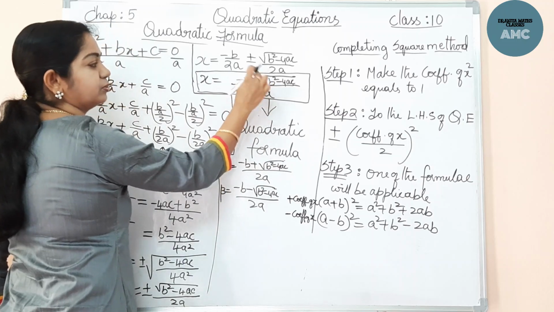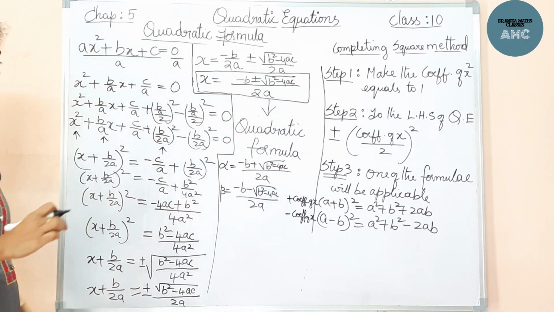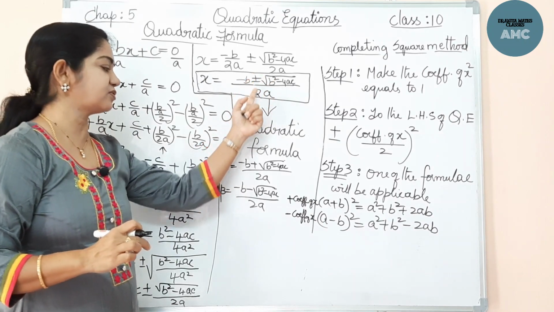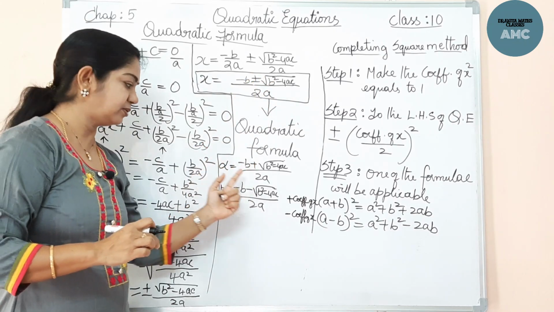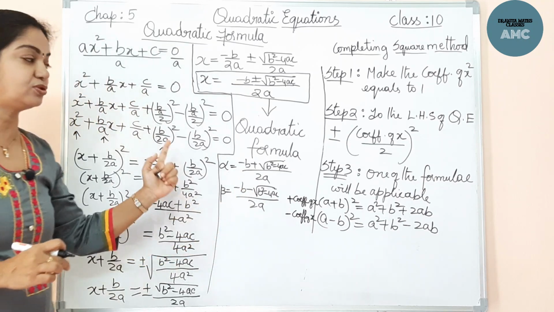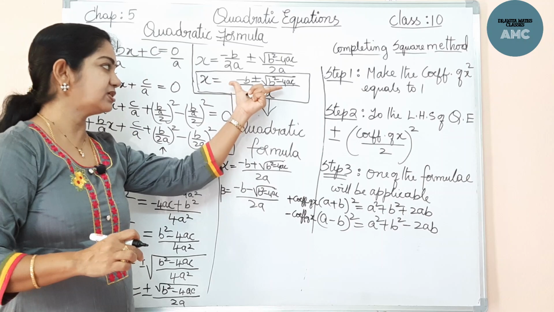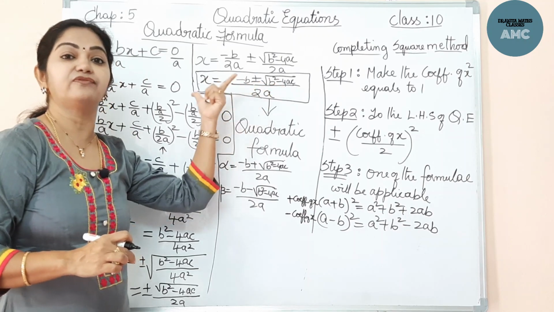Here there are 2 plus or minus. For b it is only minus, but here under the root b square minus 4ac plus or minus. If you take plus, you'll get one root. If you take minus, you get another root. So 2 roots you are getting for the quadratic equation. Using this formula is called the quadratic formula.